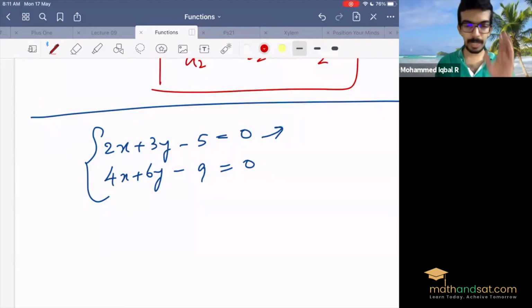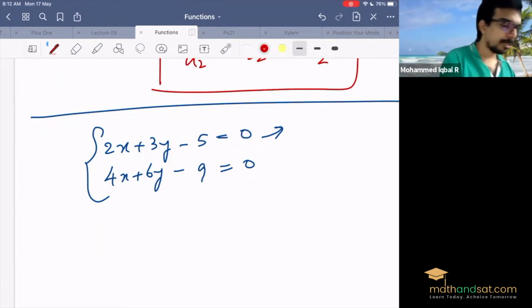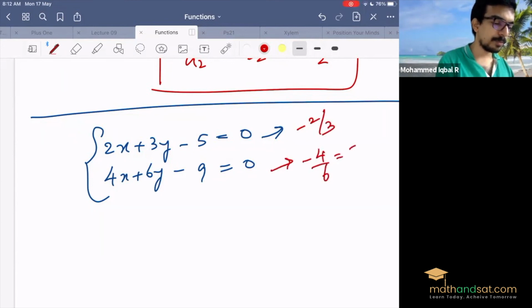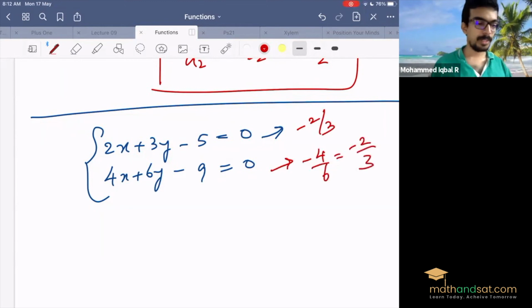The slope of the first line, I've already told you. If I have a linear equation, the slope is given by minus coefficient of x by coefficient of y, if the equation is written in this form, ax plus by plus c is equal to 0. Here the slope is minus 2 over 3. In the second, the slope is minus 4 over 6, which is minus 2 over 3. The slopes are the same.